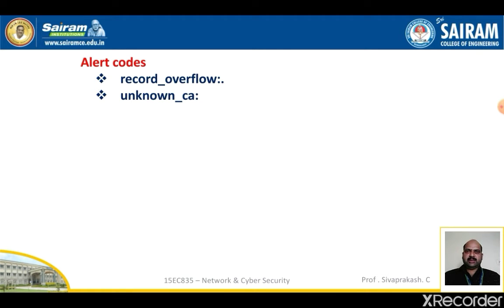Unknown certificate authority. A valid certificate chain or partial chain was received, but the certificate was not accepted because the certificate authority, or CA certificate, could not be located or could not be matched with a known trusted CA.